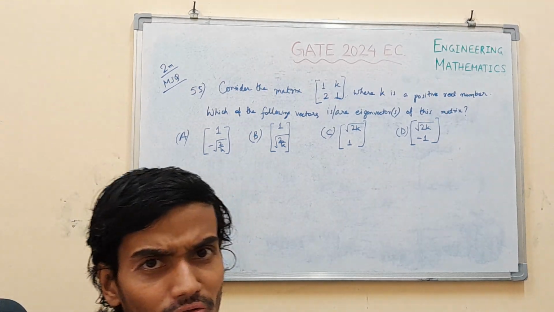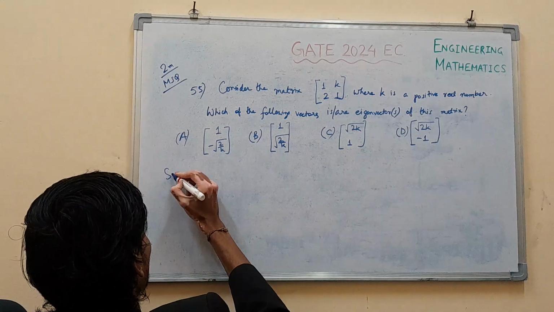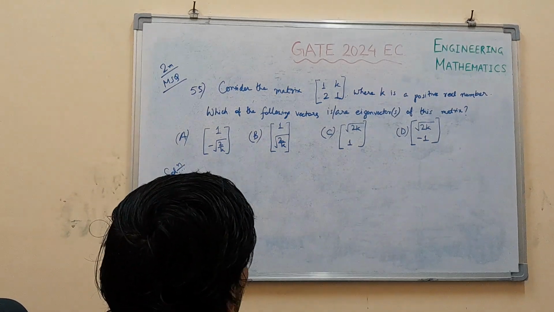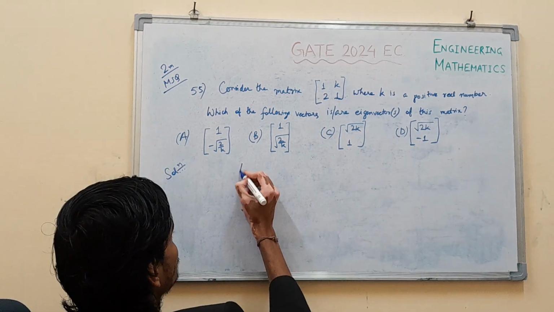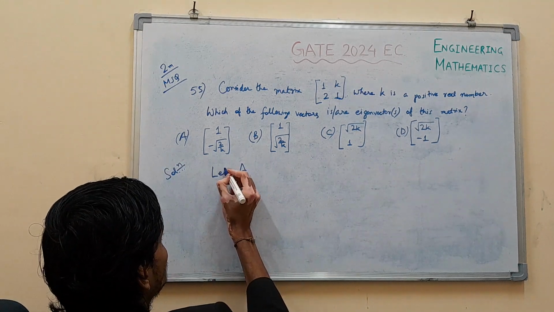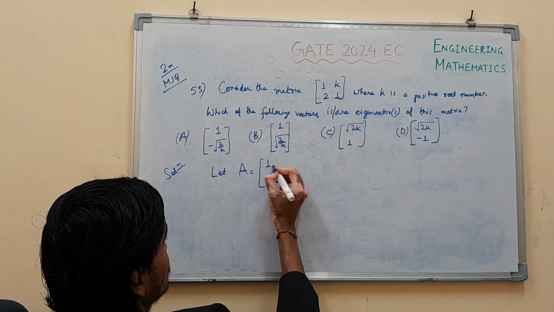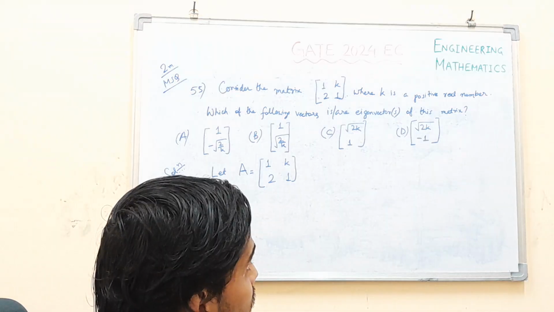Let's move on to the solution of this question. It is a simple question based on eigenvectors and eigenvalues. So, moving ahead with the solution. Okay. Let the given matrix be taken as A. So let A equal to [1 k; 2 1]. Now what we have to find?